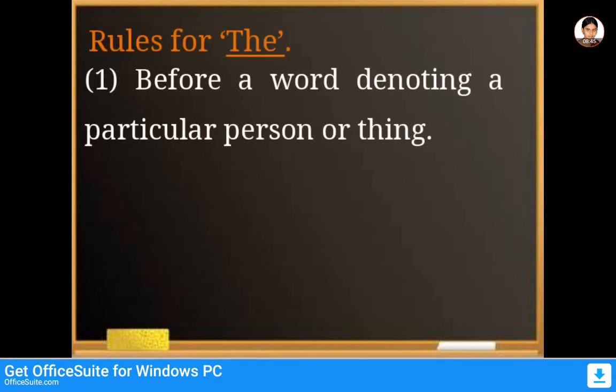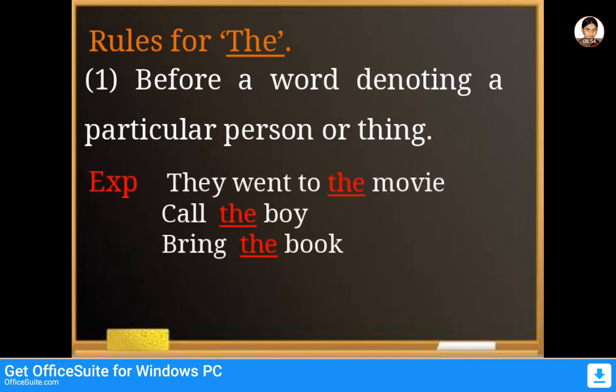Let us see the rules for "the." Before a word denoting a particular person or thing. They went to the movie. Call the boy. Bring the book. Here it refers to a particular person. There are many boys, but here it refers to the particular boy. "The" refers to a particular person or thing.